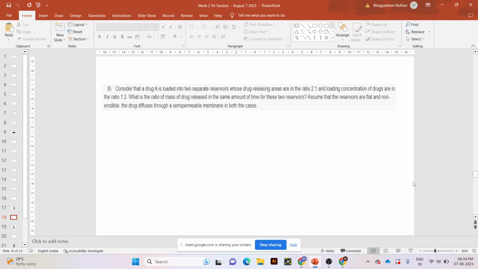Consider that a drug is loaded into two separate reservoirs whose drug releasing areas are in the ratio 2 is to 1 and loading concentration of drugs are in the ratio 1 is to 2. What is the ratio of mass of drug released in the same amount of time for these two reservoirs? Assume that the reservoirs are flat and non-erodible, that drug diffuses through a semi-permeable membrane in both the cases. I'll give you guys some time to read the question.